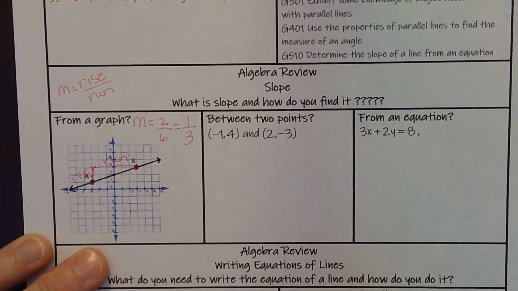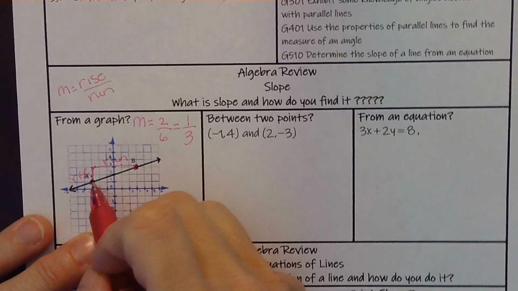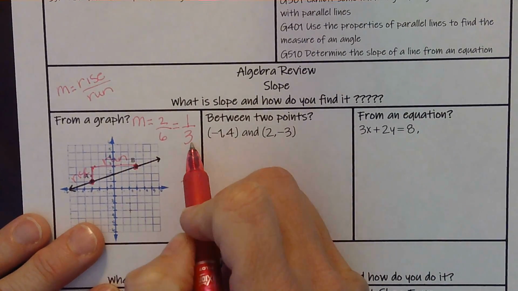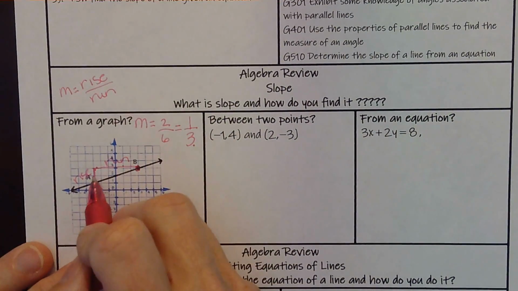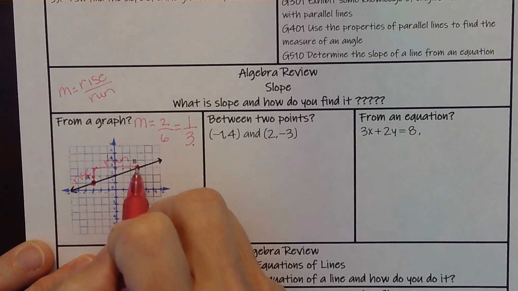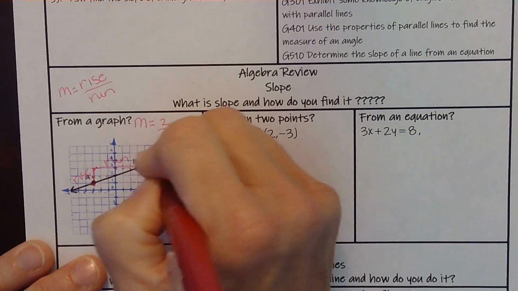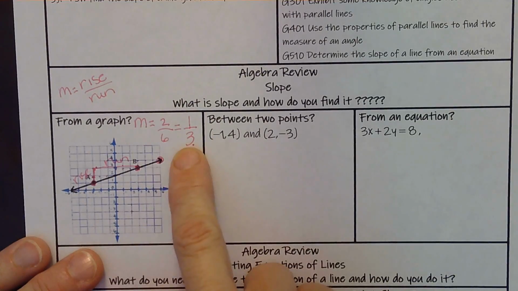What that means is that your y values are changing by 1 for every 3 x values that are changing. So up 1 over 3, up 1 over 3. We could do it again, up 1 over 3, and there's a point. So the slope of this line is 1/3.